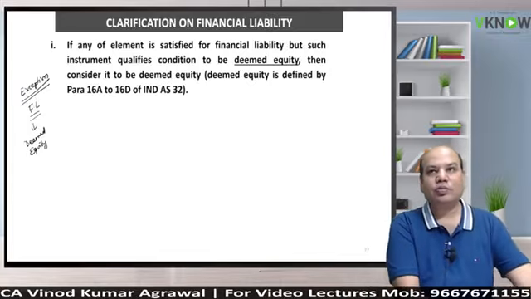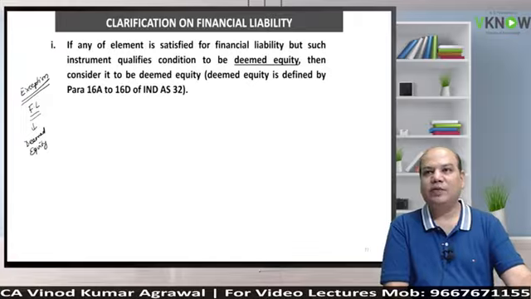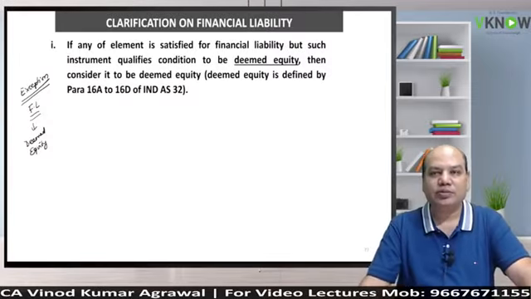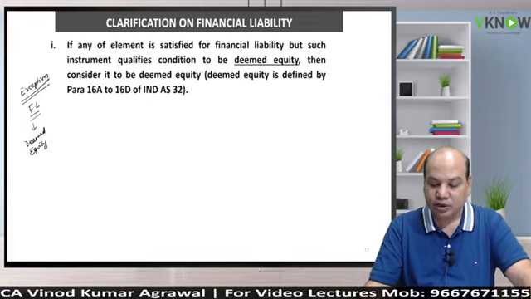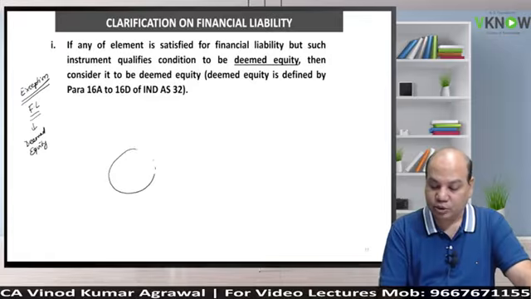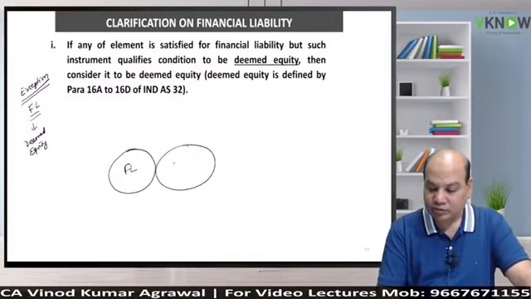So even though applying the definition clause, it might meet financial liability, but they are called deemed equity. So they are exceptions: if any of the elements is satisfied for financial liability, but such an instrument qualifies the conditions to be deemed equity. Now some instruments may have features of both. It has features of financial liability, and it has some features of equity also.